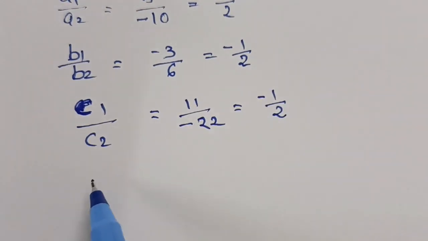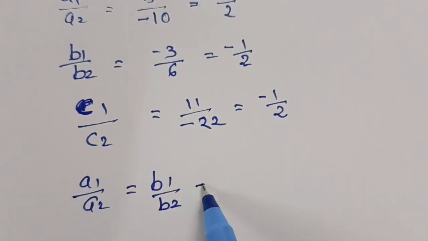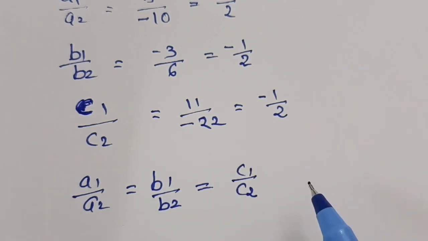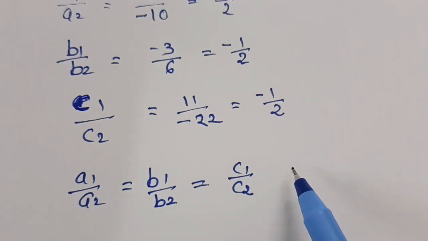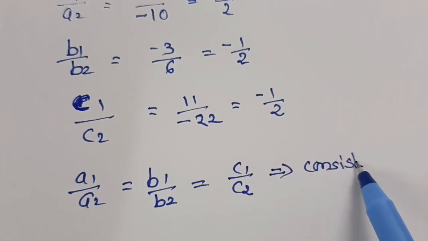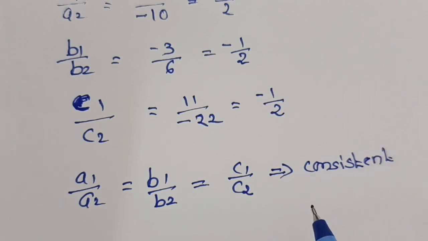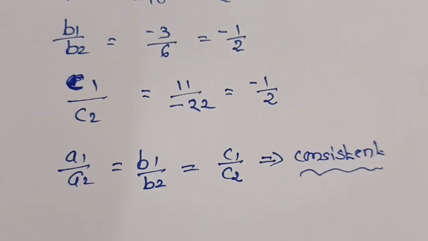So we get a1 by a2 equal to b1 by b2 equal to c1 by c2. All are equal means coinciding lines. Coincident lines means there are infinitely many solutions. If there are solutions, then the system is consistent. So we have the next answer, it is consistent. The pair of given linear equations are consistent.